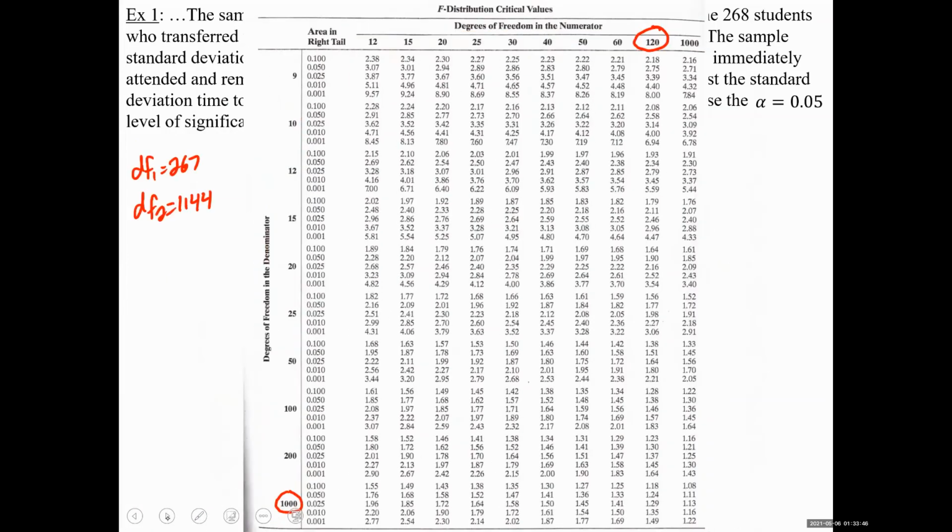The way I look it up is I start with DF2, the 1,000 that's on the side here. Next to the 1,000, notice there's a group of 5 numbers. One of those is the area in the tail that we're looking for. You see the 0.025 right there. Then you go from that 0.025 to the right like this, and then you go down from the 120 until they meet. And it looks like they're meeting at 1.29. That's how you look up the right tail number in the F table. Are you with me on that?